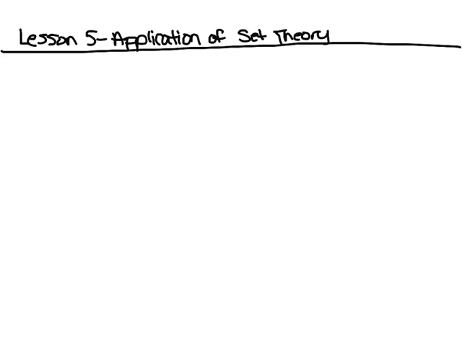Lesson 5, Application of Set Theory. So we can use set theory to solve more complex equations and situations. So we have the following clues and we want to answer some questions. So we have 28 children have a dog, a cat, or a bird. So I'm just going to quickly draw out my Venn diagram.